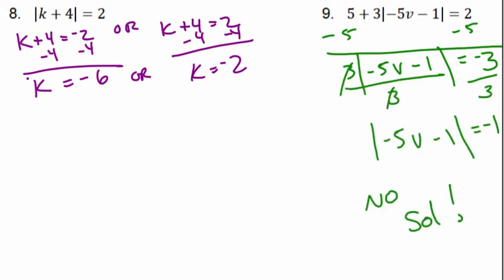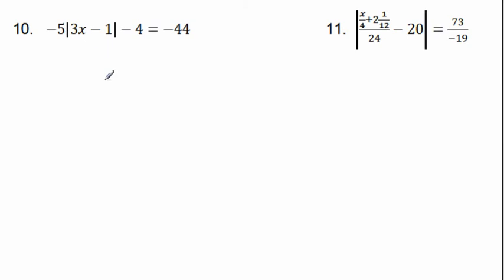All right, let's look at 9. And by 9, I mean 10, of course. Here we go, number 10. I'm going to work this one out in front of you so you can see it. So we have to add 4 first. Plus 4. Notice how that's negative? You don't stop the problem right now. You keep going, solve for the absolute value, see what happens. So we add 4 to each side. They cancel. We get negative 5 times the absolute value of 3x minus 1.